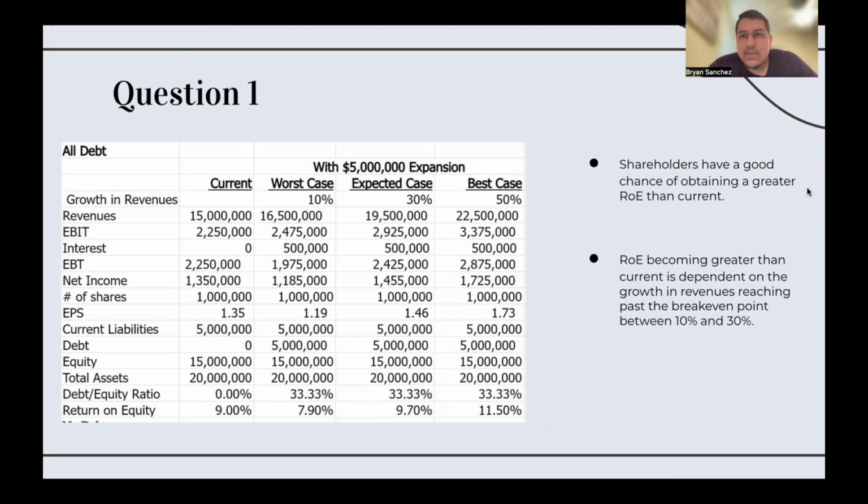The EPS grows once it reaches the expected and the best case, but it is less than the current if the worst case happens. With the debt, shareholders have a better chance of obtaining a greater return on equity than expected. The return on equity growth becoming greater than the current is dependent on the growth in revenues reaching past a specified point between 10% and 30%.